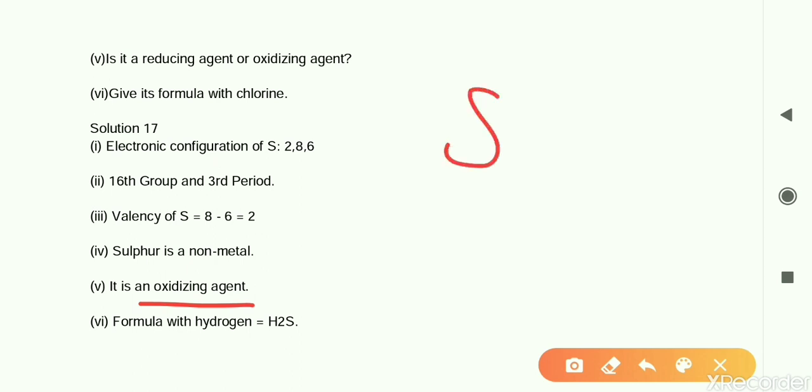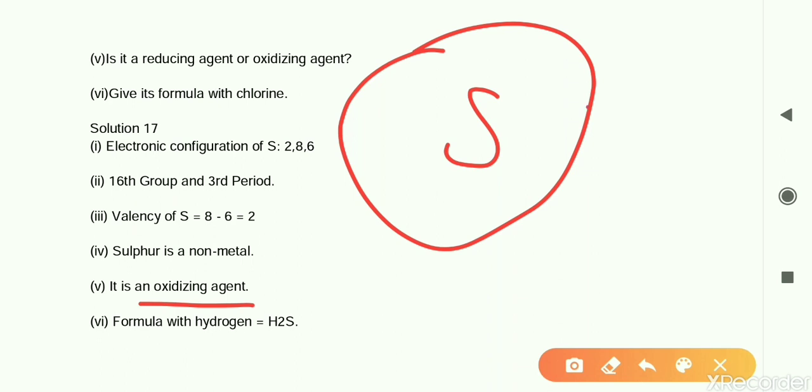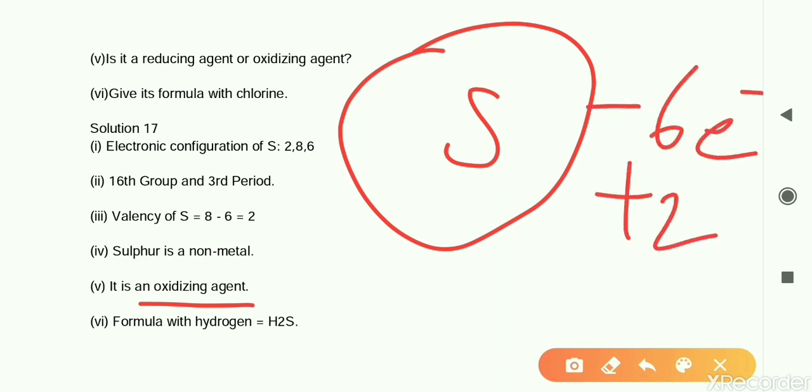Sulfur is having outermost how many electrons? Only the outermost shell I am telling, that is 6 electrons are already there. It has to accept 2 more electrons to make it an octet. So when any atom is accepting electrons, then it is an oxidizing agent. If any atom is losing any electrons, then it is a reducing agent. So in this case, electrons are accepted. That is why sulfur is an oxidizing agent.